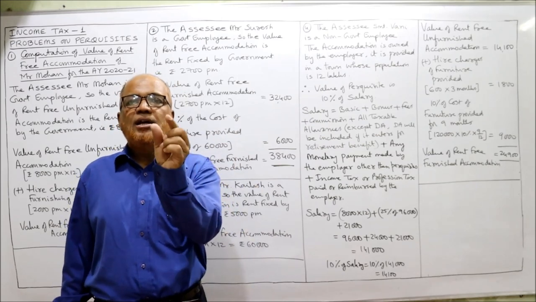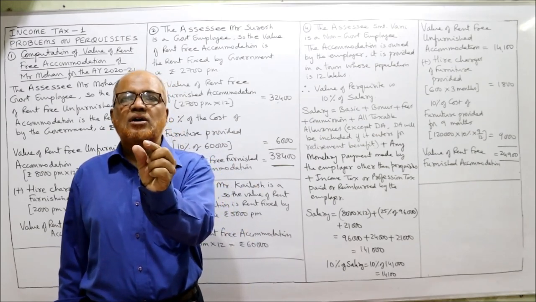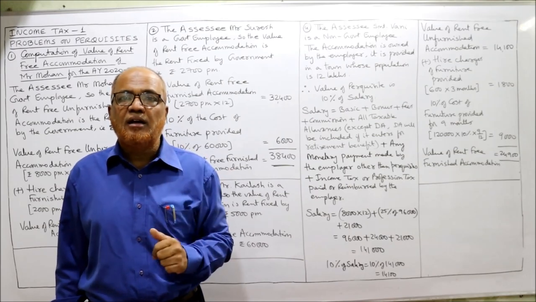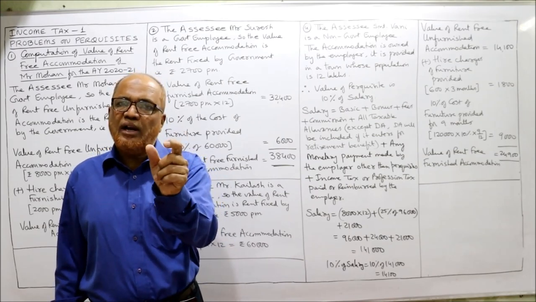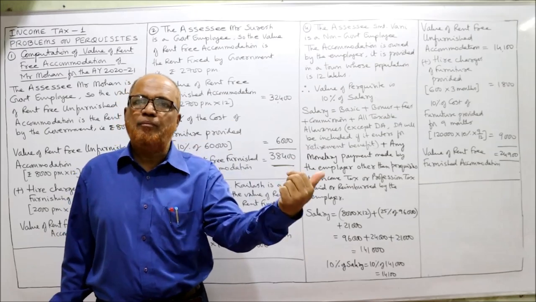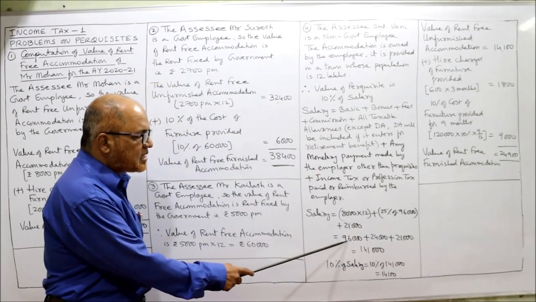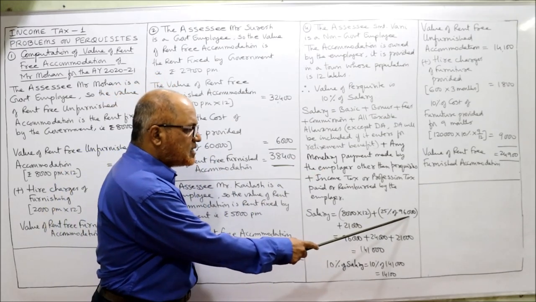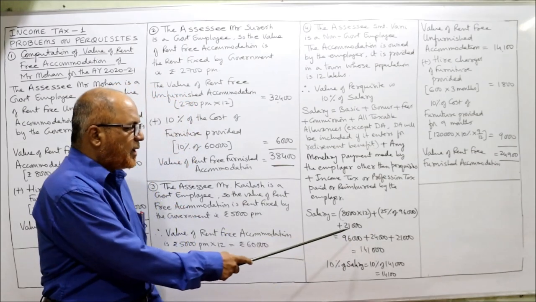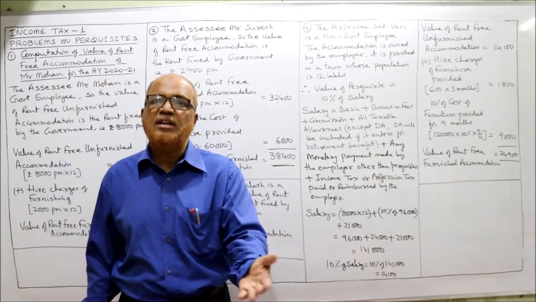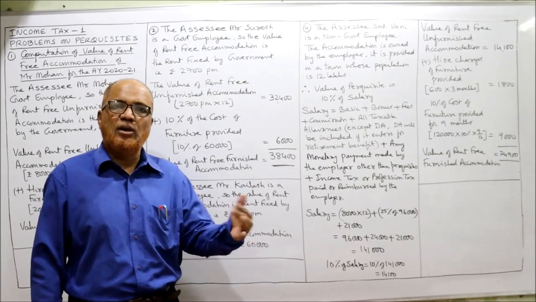So DA should be included. How much is DA? 25% of what? Of basic. When it is given only 25%, it means 25% of basic. Here basic is 96,000. So 25% of 96,000, you will get 24,000. Plus bonus. Bonus is given in the problem 21,000. So we include bonus also.